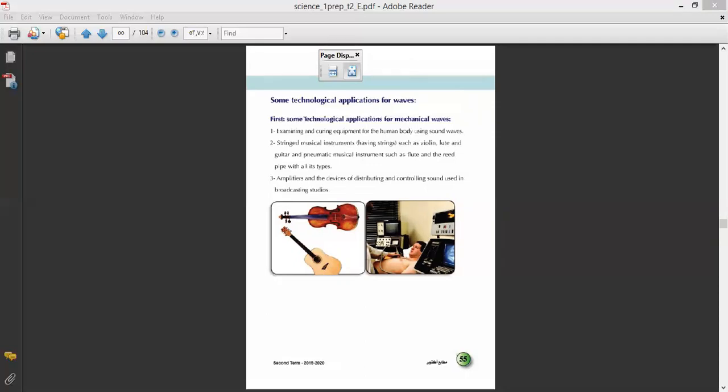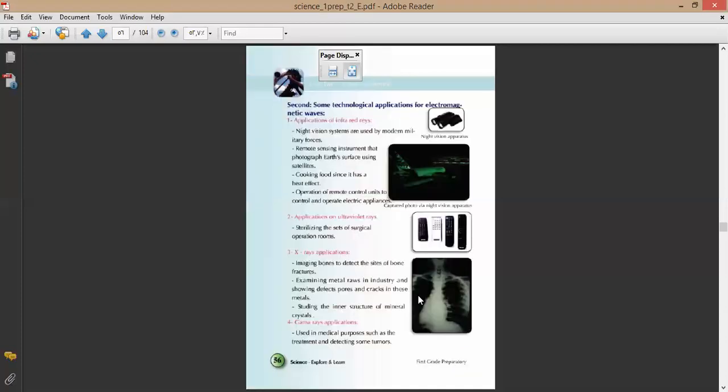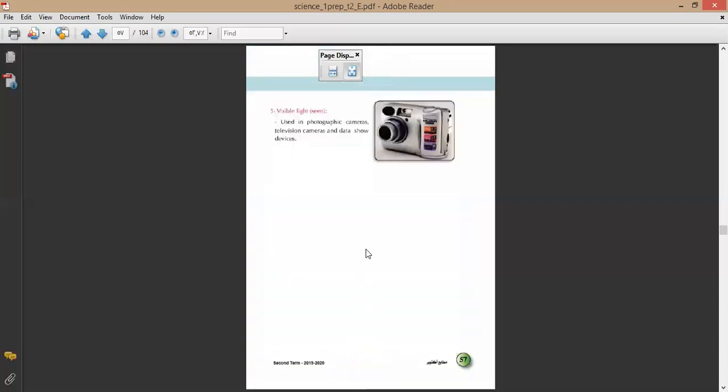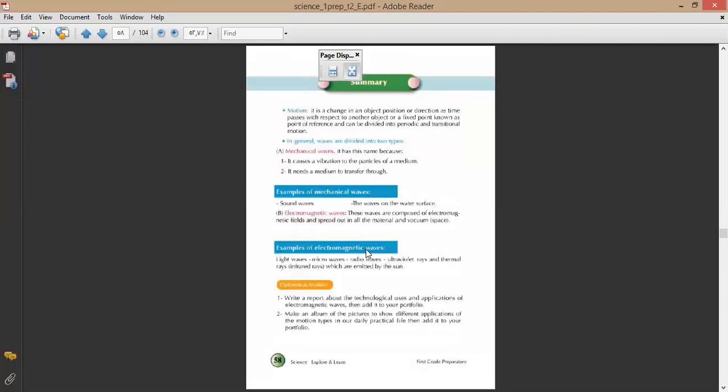You can study them, or you can know only an example of each type. This is also in your book, technological applications for electromagnetic waves. This is infrared rays, okay? Applications of the ultraviolet, X-rays application, and the gamma rays. Also the last one for the night vision, visible light. This is about the lesson of wave motion.